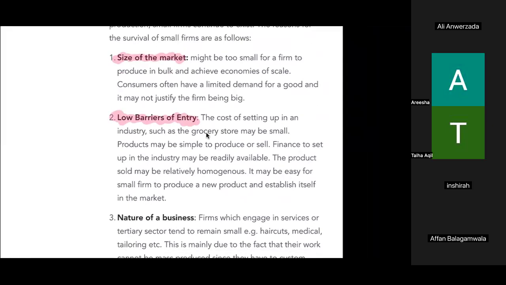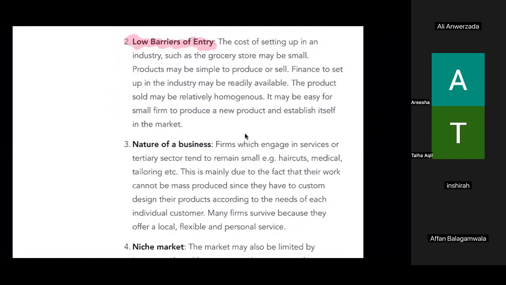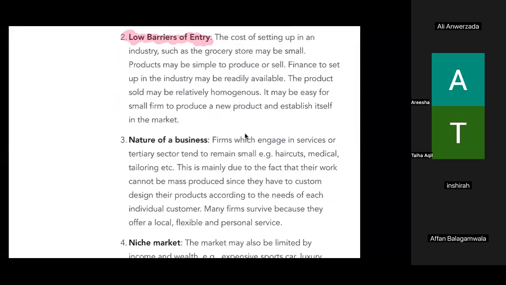What are barriers to entry? Barriers to entry are barriers that do not allow new firms to enter. For example, it's really easy to set up a fruit vendor shop, but it's not easy to set up an Imtiaz store because it requires a lot of money. Similarly, it's really difficult to get into the A-level market, but it might be easier to get into the O-level market. All of these are barriers to entry, because something is stopping people from entering the market. We'll discuss barriers to entry in detail a little later.